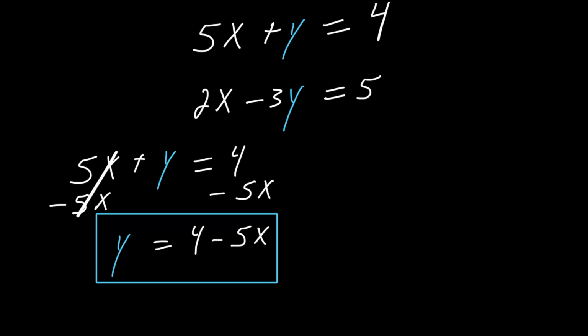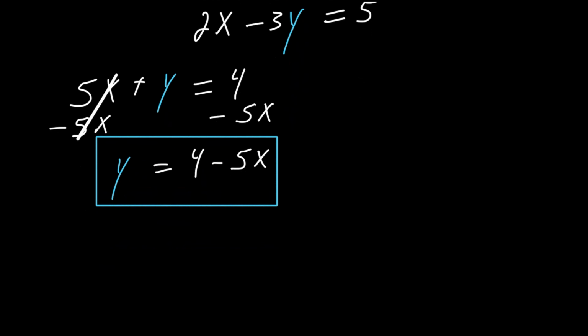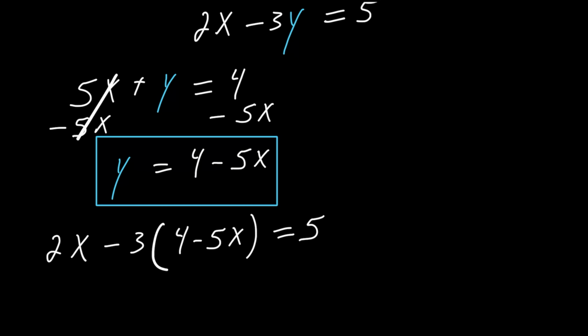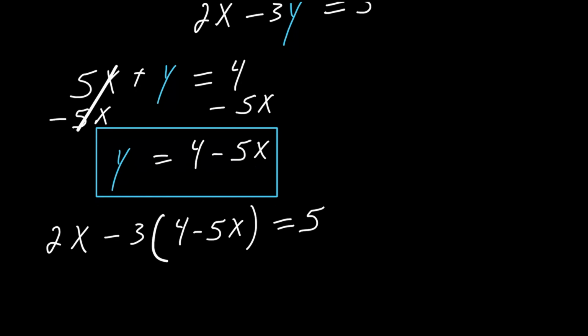Now we're going to go to the second equation right over here, 2x minus 3y equals 5. Every time we see a y, we're going to input these numbers in order to solve for x. So let's go ahead and write that. 2x minus 3 times y, and y is 4 minus 5x, equals 5. All right, so now let's distribute this negative 3 into every number in here.